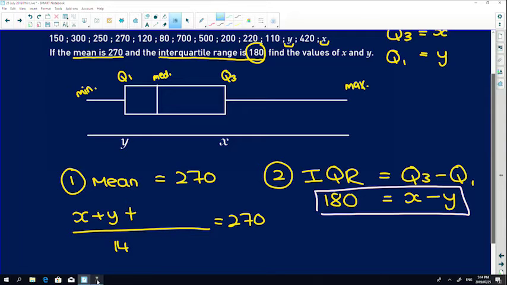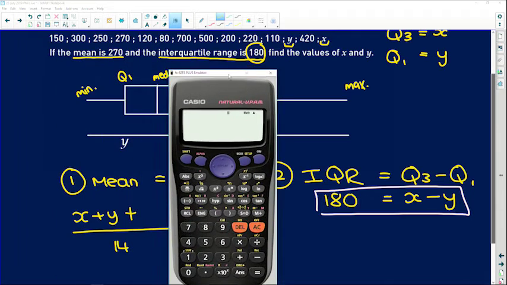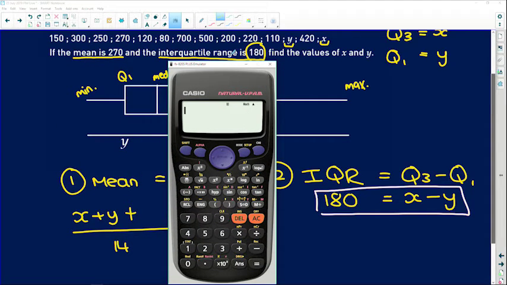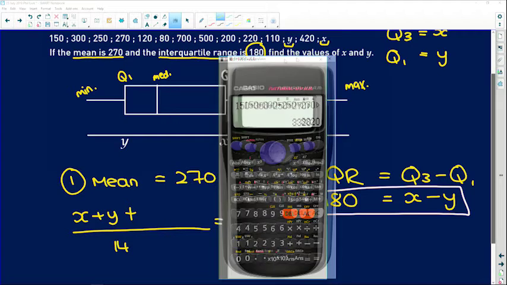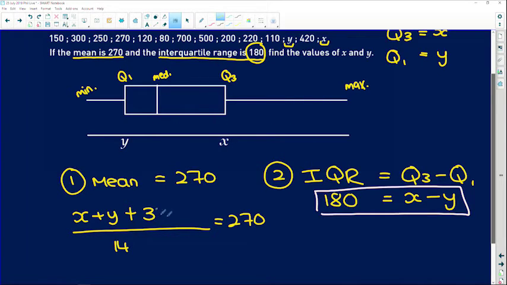So what I'm going to do is get out my calculator and add all of these numbers together along this row. So I'm going to have 150 plus 300 plus 250 plus 270 plus 120 plus 80 plus 700 plus 500 plus 200 plus 220 plus 110 and plus 420. And we're going to get an answer of 3,320. So remember, all of these numbers added together plus x and y, which are the two numbers that we're trying to find, divided by the total number of numbers that we have is going to give us the mean. Remember, mean is equal to the sum of all of the numbers divided by the number of them.